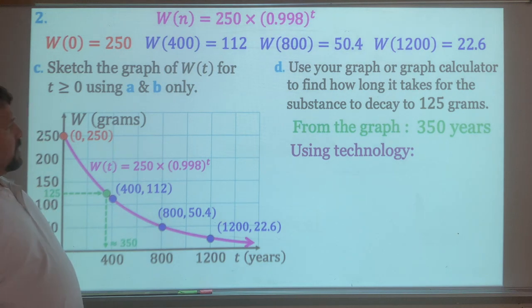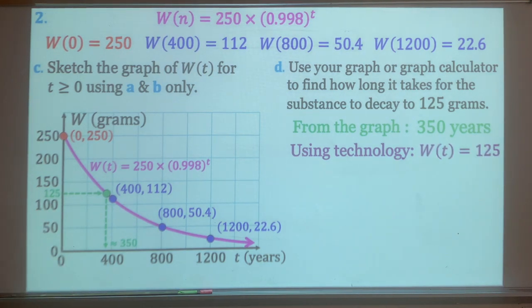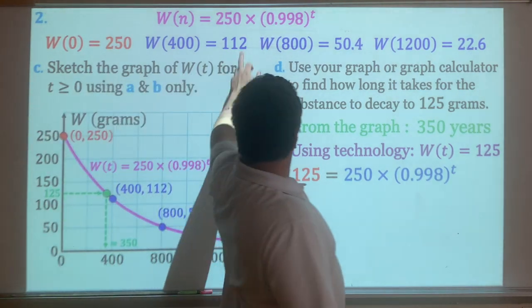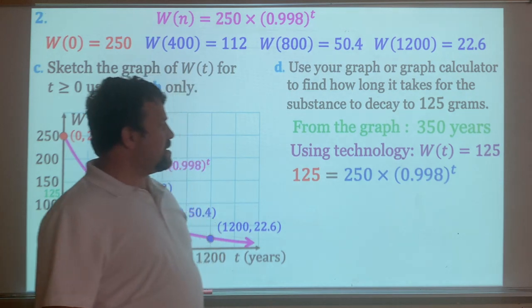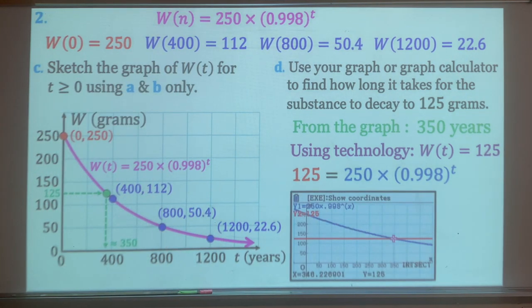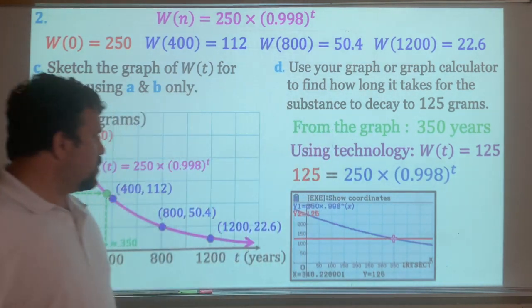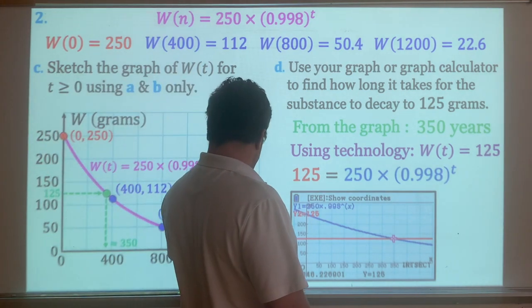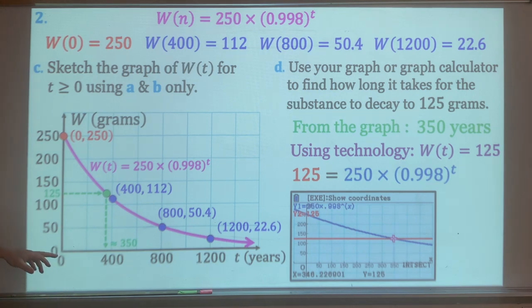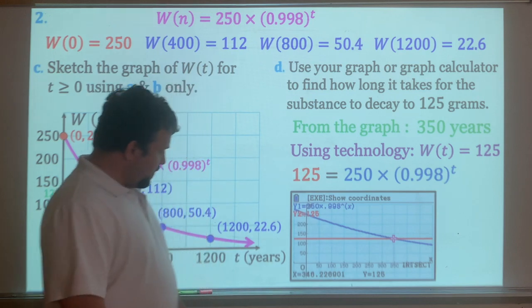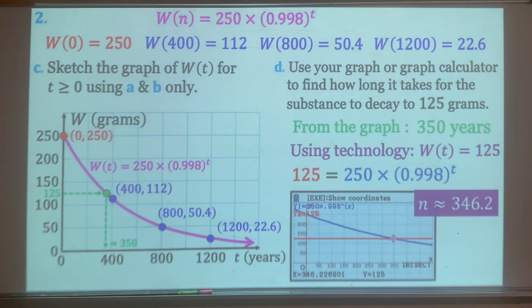Using our technology, you're going to set W(T) equals 125. So 125 equals the original equation, which is 250 times 0.998^T. Plug them both into your calculator, Y1, Y2. Hit second calculate, hit number 5, which is intersect. Hit enter, enter, enter. Your X should be from about 0 to, it doesn't matter, you can make it 0 to 500 if you want. Y should be from about 0 to anywhere over 125. You can go 200, you can go 150, it doesn't matter. When you get your answer, you're going to get 346.22. I did four significant figures, I don't know why. So about 346 years.